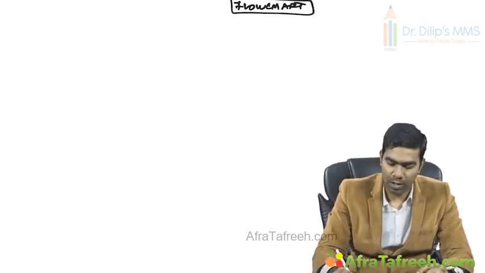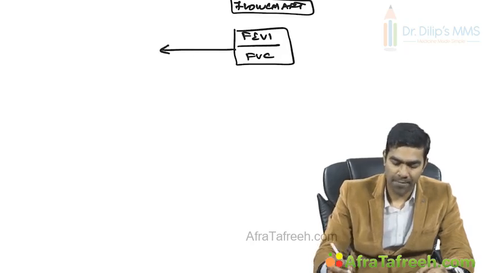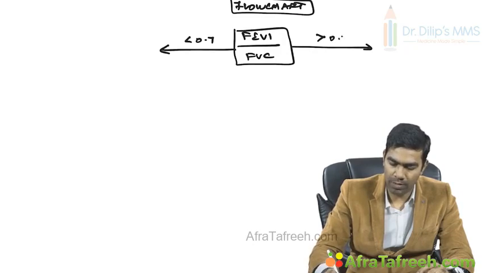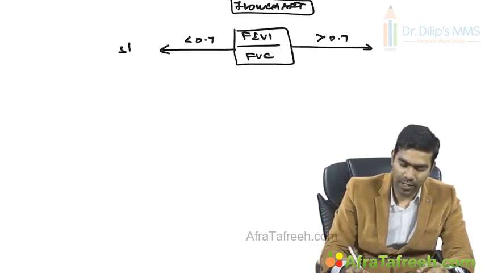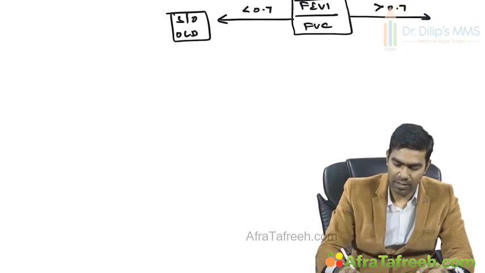So, step number 1, I am going to see something called FEV1 by FVC. Whether it is less than 0.7 or more than 0.7. Whenever it is less than 0.7, it is suggestive of an obstructive lung disease. I told you already. So, when it is suggestive of an obstructive lung disease, next step is to see the FVC.